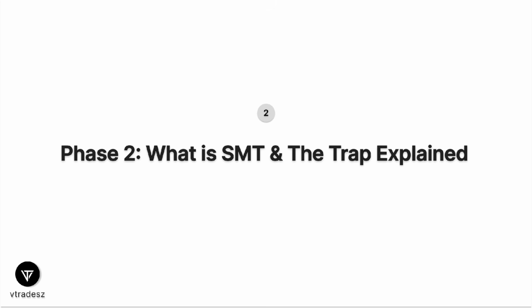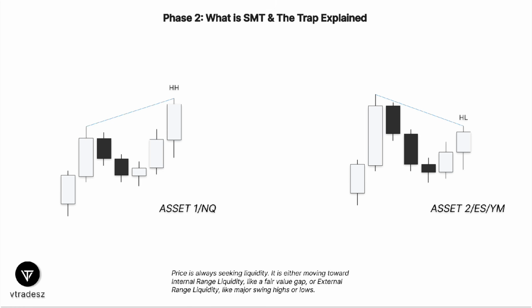Let's do a quick 30-second recap. SMT is simply a divergence between heavily correlated assets. Usually the S&P 500 and the Nasdaq move in lockstep. When they don't, when one takes out a high and the other fails to do so, it shows us underlying weakness or strength. So, what is the trap?